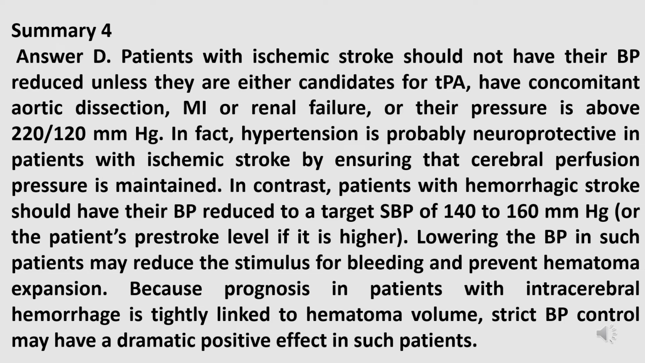In contrast, patients with hemorrhagic stroke should have their BP reduced to a target SBP of 140 to 160 mm Hg, or the patient's pre-stroke level if it is higher. Lowering the BP in such patients may reduce the stimulus for bleeding and prevent hematoma expansion. Because prognosis in patients with intracerebral hemorrhage is tightly linked to hematoma volume, strict BP control may have a dramatic positive effect in such patients.